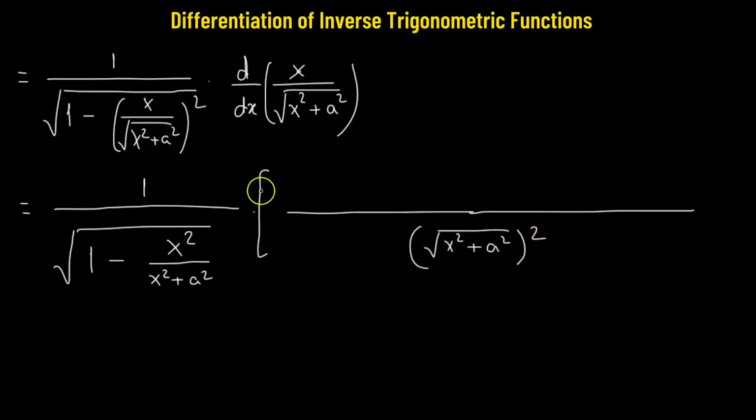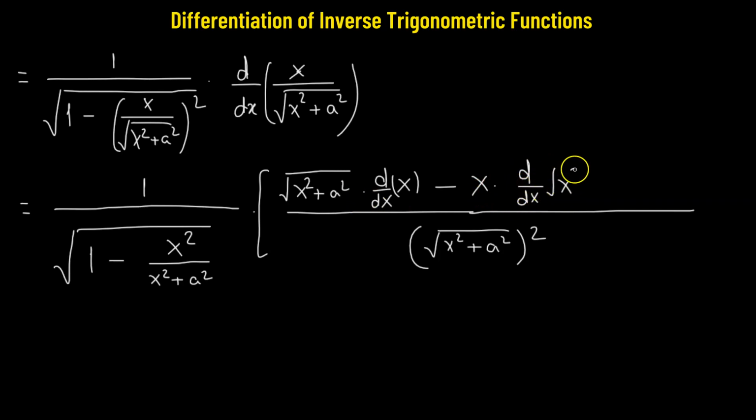Then we start again with the same expression. We have square root of x squared plus a squared. We don't do anything to it. Then simply multiply it by the derivative of the numerator, which is x in our case. Minus, now we have already taken the derivative of the numerator, so now I will take x and multiply it by the derivative of the denominator. So that's square root of x squared plus a squared.